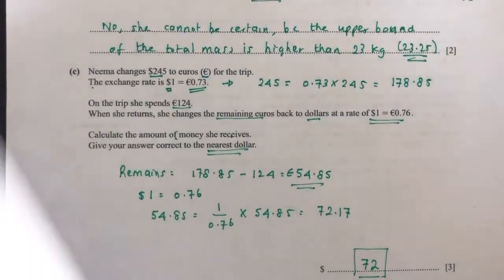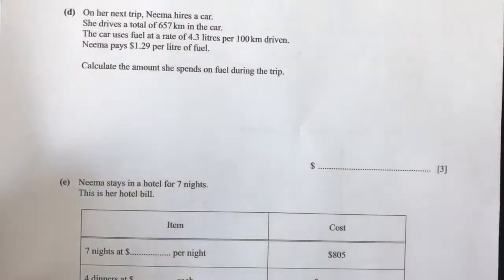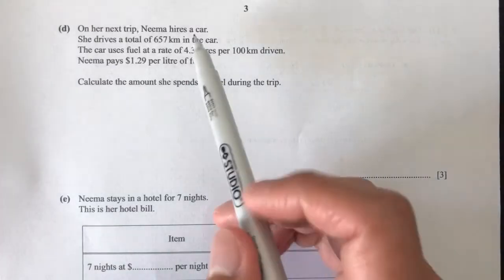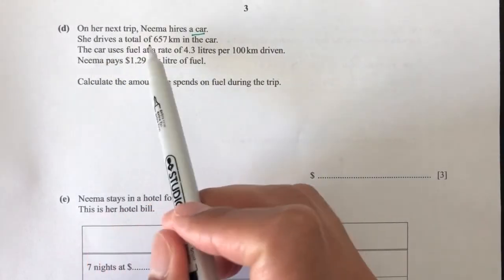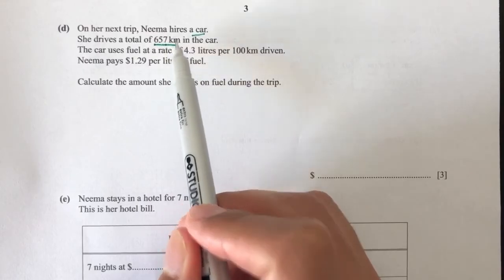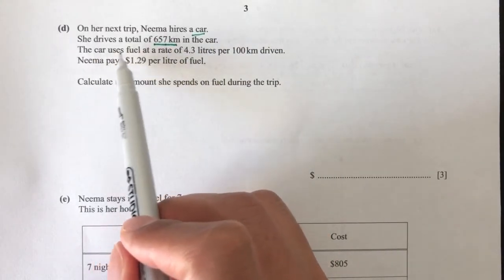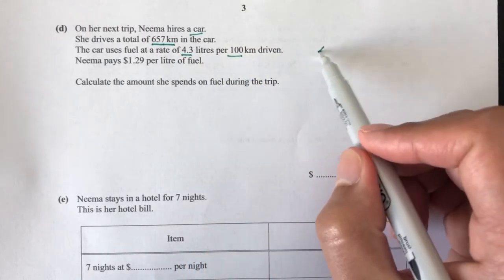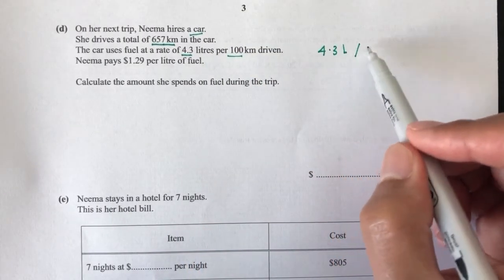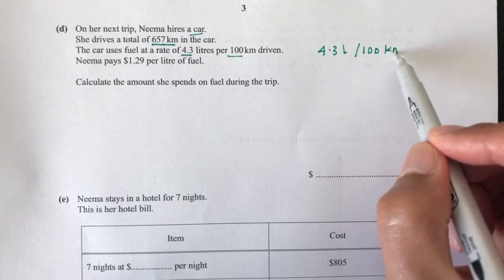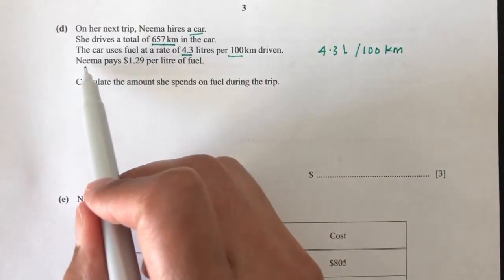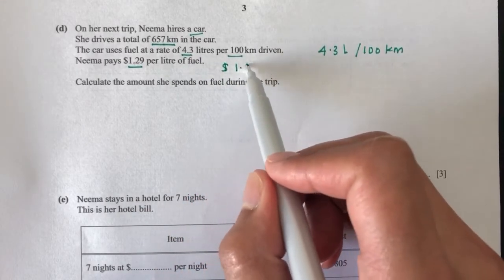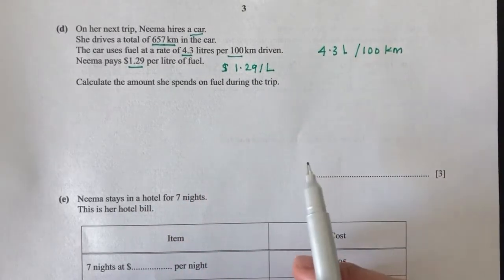So now moving on to part D. On her next trip, Nima hires a car. So she gets a car. She drives a total of 657 km in the car. The car uses fuel at a rate of 4.3 liters per 100 kilometers. So now it says Nima pays $1.29 per liter of fuel. The cost is $1.29 per liter.